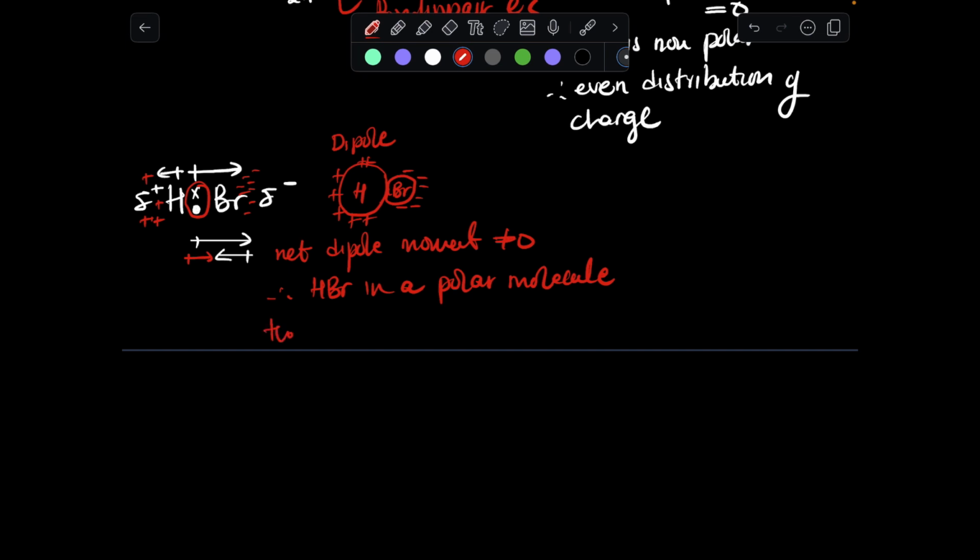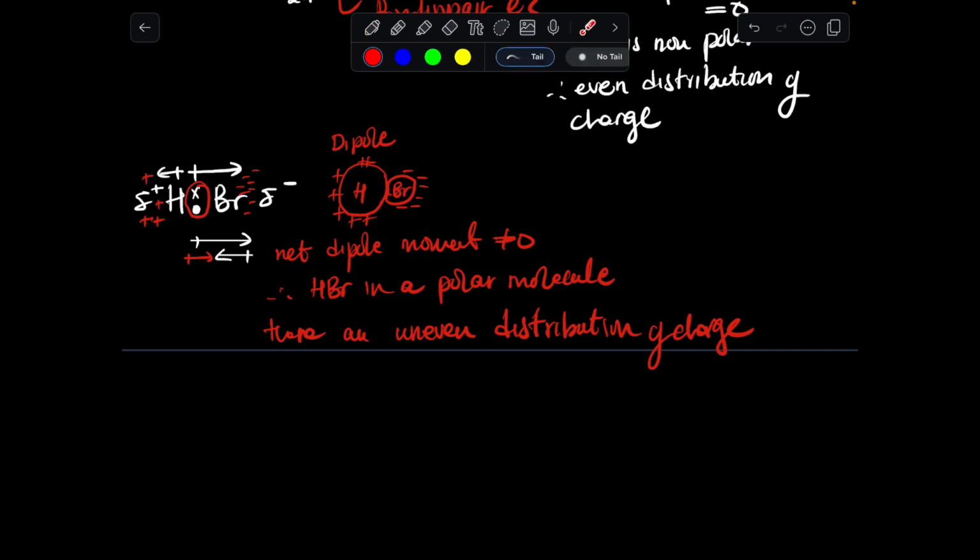And there is an uneven distribution of charge. The uneven distribution of charge happens when there's one that pulls more than the other. So Br pulls the shared pair of electrons towards itself more than the hydrogen due to their electronegativity. So HBr is a polar molecule and is a dipole.